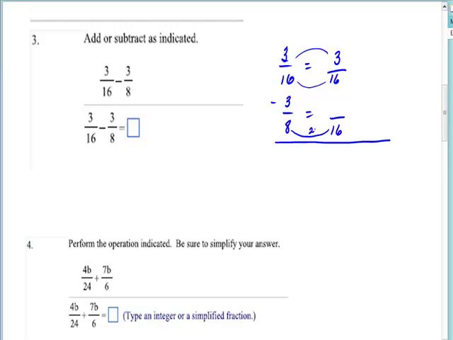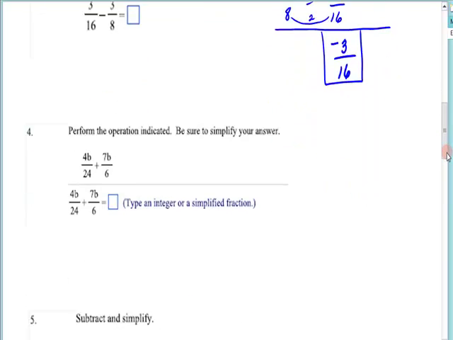8 goes into 16 2 times. 2 times 3 is 6. This is subtraction, so I'm going to take 3 minus 6. That gives me negative 3/16. In an arithmetic class, that would not be possible. But in this class, where you know more algebra, you can actually take the numerator 3 minus the numerator 6 to get this negative 3. So we did get a negative answer.